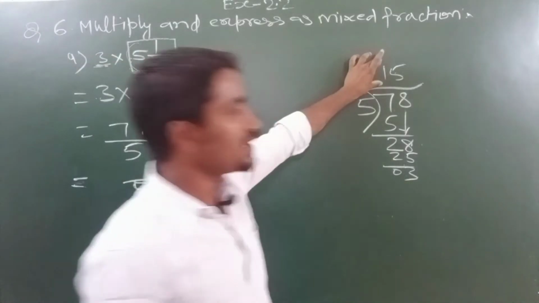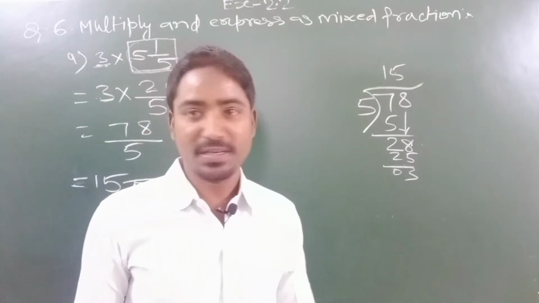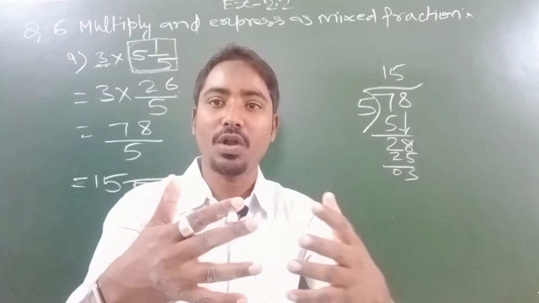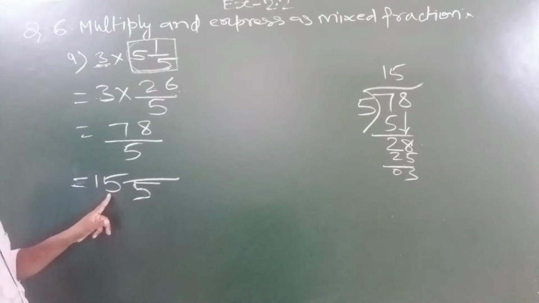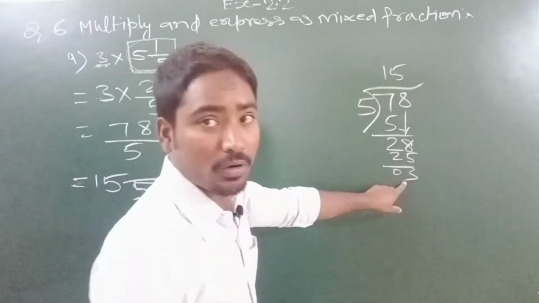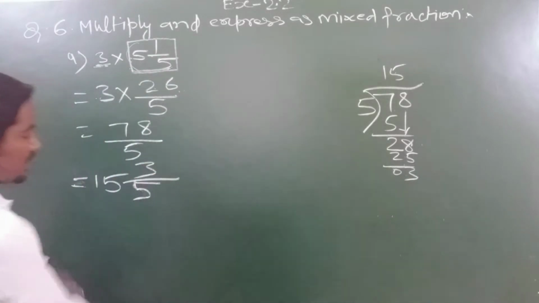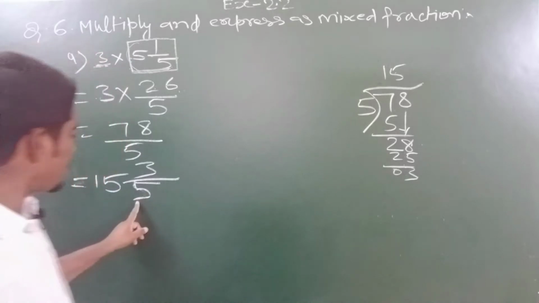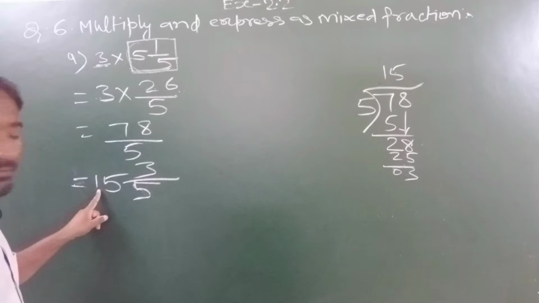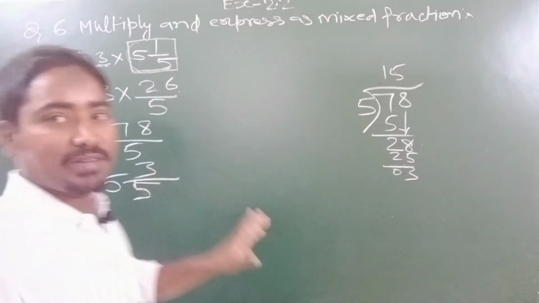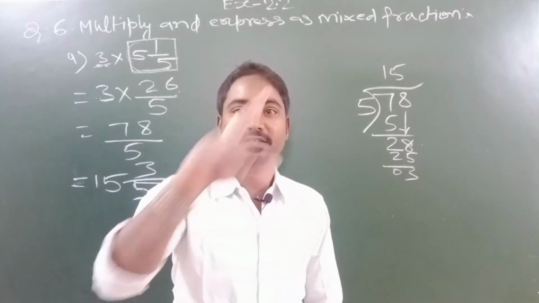Now whatever quotient we got is acting as our whole number. In a mixed fraction, you know, it is a combination of a whole number and a fraction. So whatever quotient we get acts as the whole number, and whatever remainder we got acts as your numerator. Now if you convert it back into a fraction, you will get 78 upon 5. See, 15 5s are 75 plus 3, 78 upon 5. So this is the process of changing any fraction to a mixed fraction.